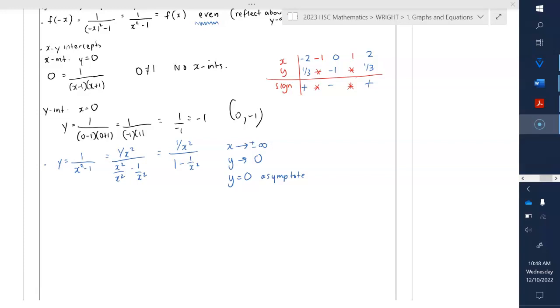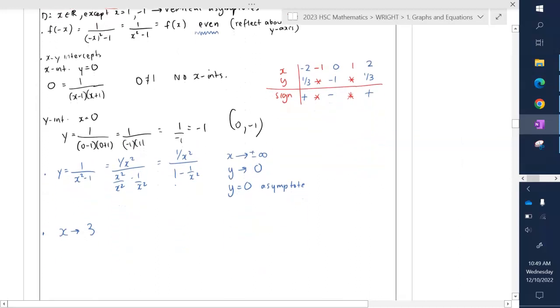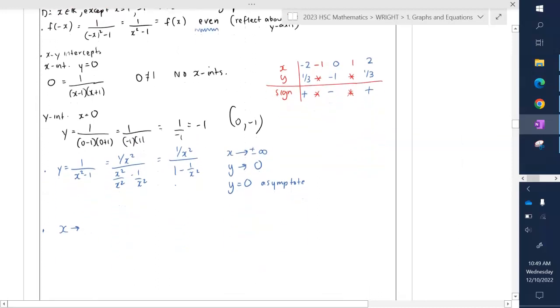Another thing I forgot to have a look at was what was happening when we moved around our vertical asymptote. So as x was going to 3, we had... let's go back and have a look again. Sorry, not 3. 1 and minus 1 they were.